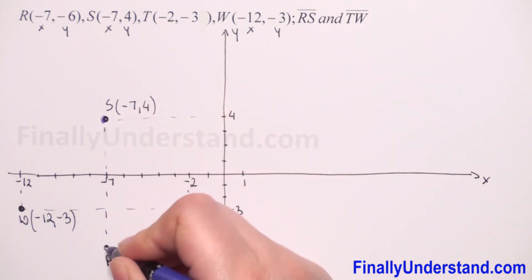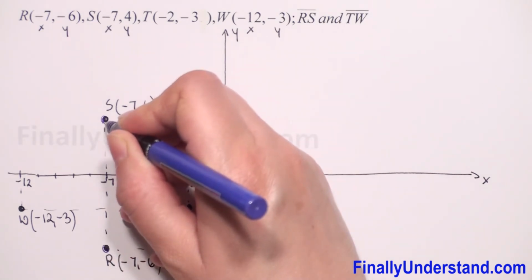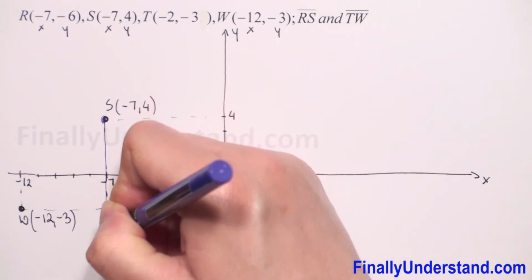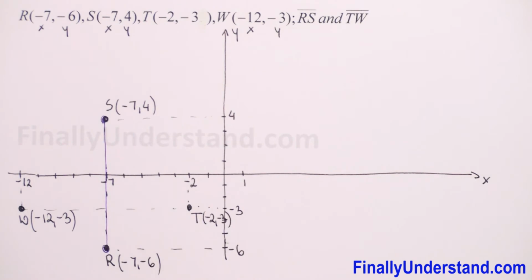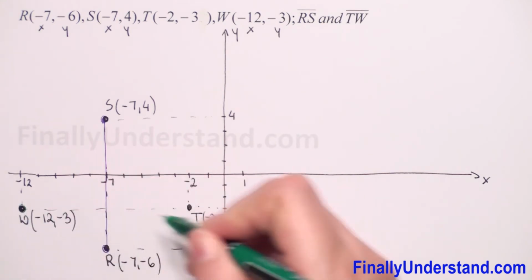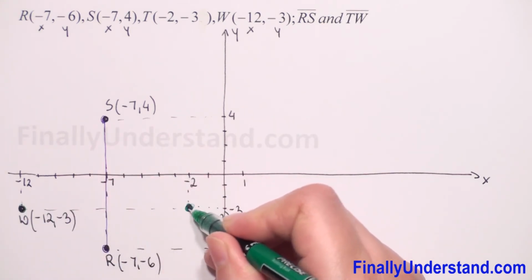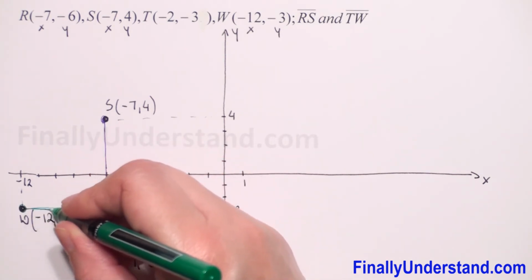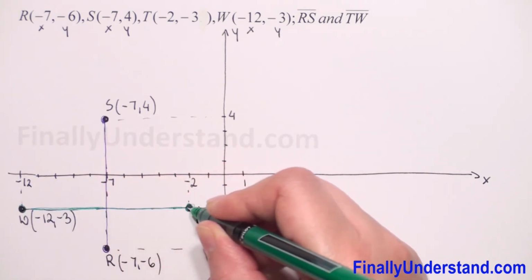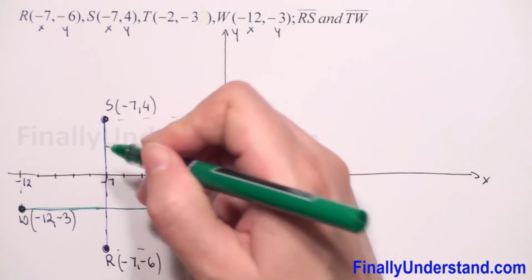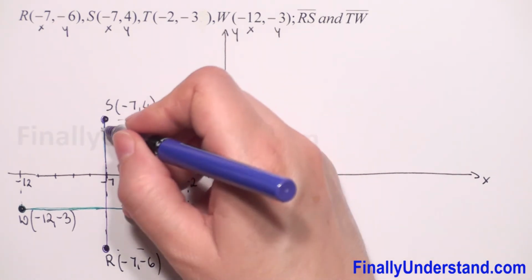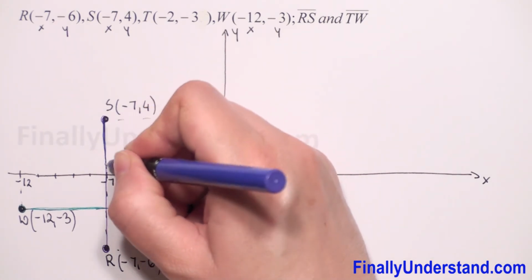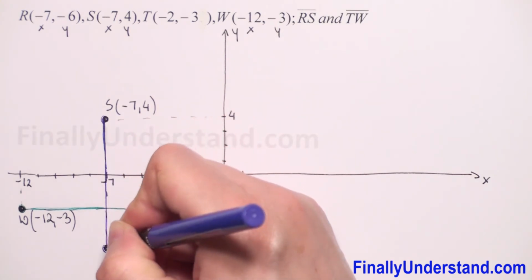So now we have to check if segment RS, with points S and R, and segment TW, with points T and W, are congruent. It means we have to check if they have the same length.